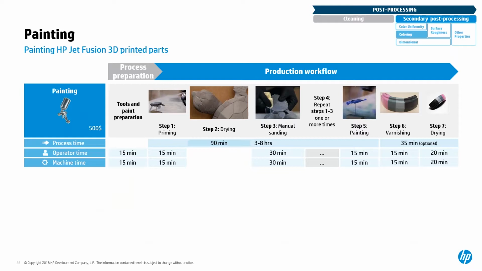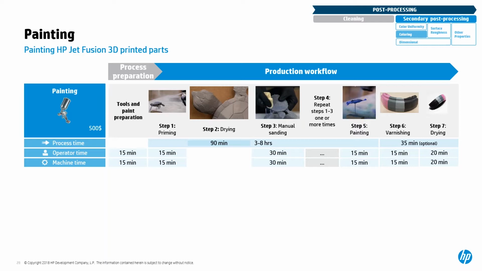If we take a look into the process, Multi Jet Fusion parts can be painted using the conventional processes that the customer may already have available. For example, model shops that are already painting could use their existing equipment to paint the 3D printed parts. And depending on the desired finish, as I said before, there are different steps that could be followed. For parts that have cosmetic requirements and have to be very smooth, it is required to first apply a primer that has to dry, and then afterwards it can be manually polished using sandpaper.